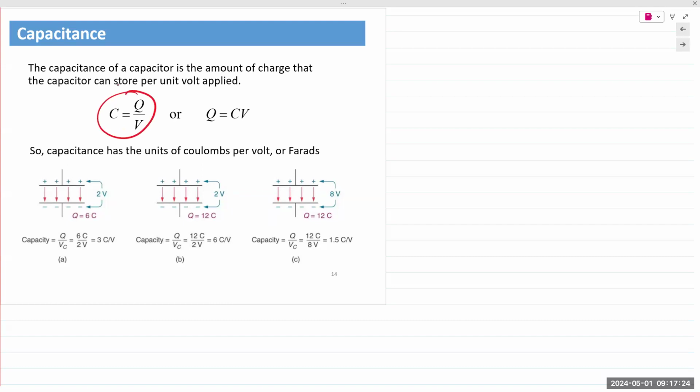Okay, C is equal to Q over V. From there, we get Q is equal to CV. That's the standard equation that we will use to derive the current equation for the capacitor.